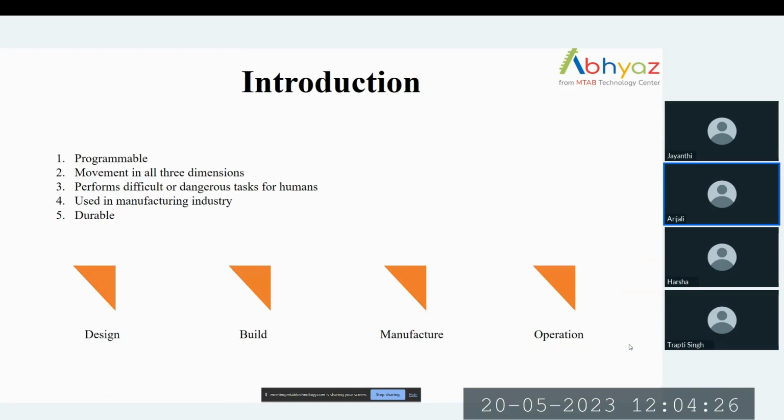Starting from the introduction, industrial robots are programmed robots and they can move in three dimensions. They are used for performing tasks which are difficult and dangerous for humans. They play a vital role in the manufacturing industry, and due to their durability and flexibility, they are ideal for industrial purposes. So robotics involves different fields: designing, building, manufacturing, and operation.